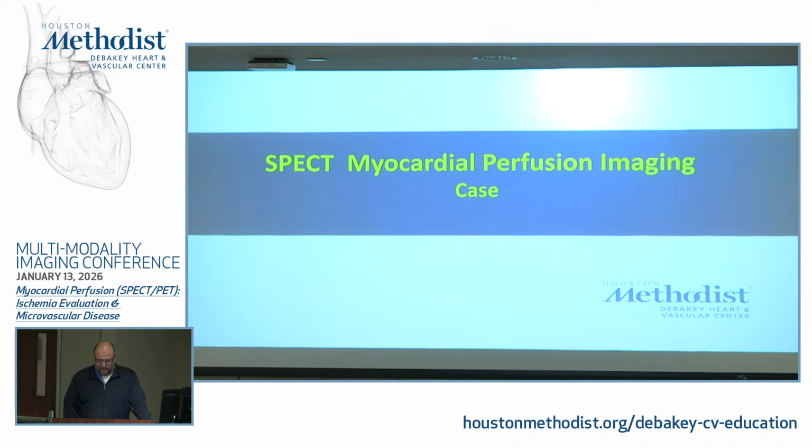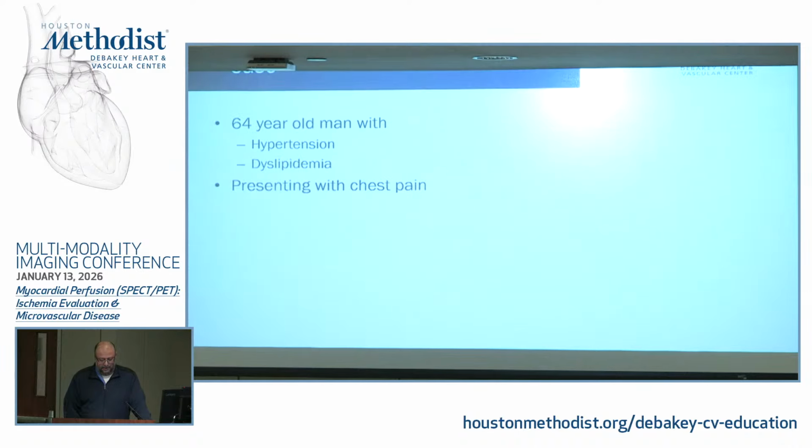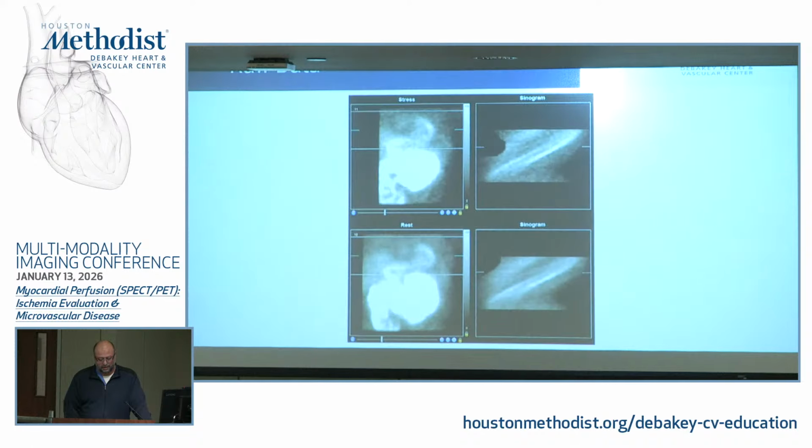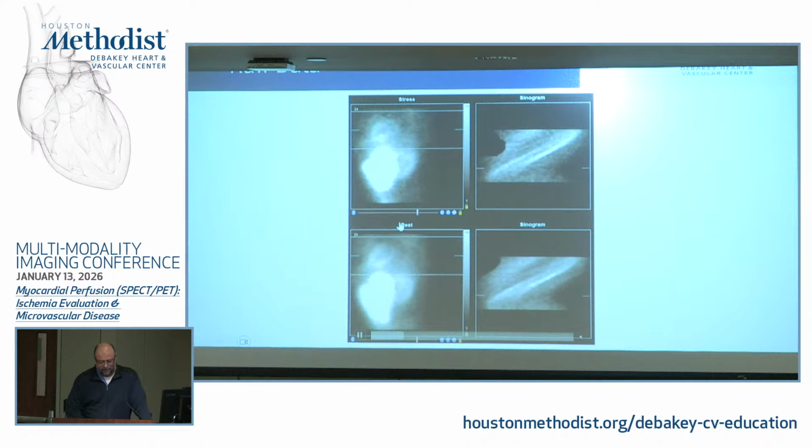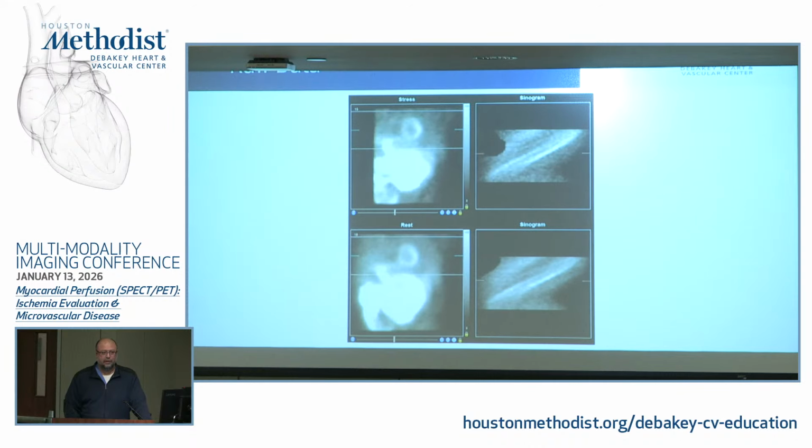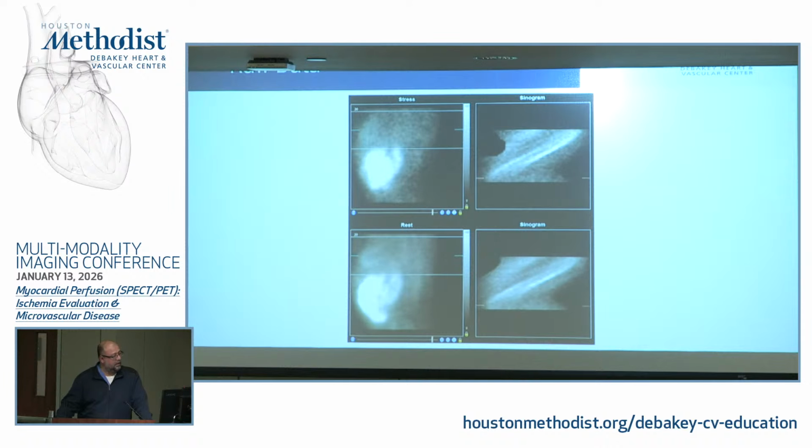Let's do another case. 64-year-old man, hypertension, dyslipidemia, coming in with chest pain. So these are the raw images, which I have not shown you before in this lecture, but as part of the interpretation, we have to look at these to assess homogeneity, motion, and accuracy. Here you don't see motion. You do your quality control of interpretation on this screen. And you see homogeneous uptake, at least in the heart, but also in the gut here. But the most important is that there is no motion. And you can see some soft tissue attenuation.